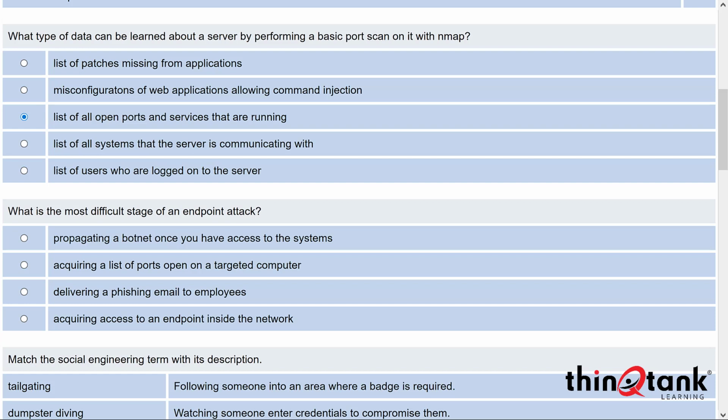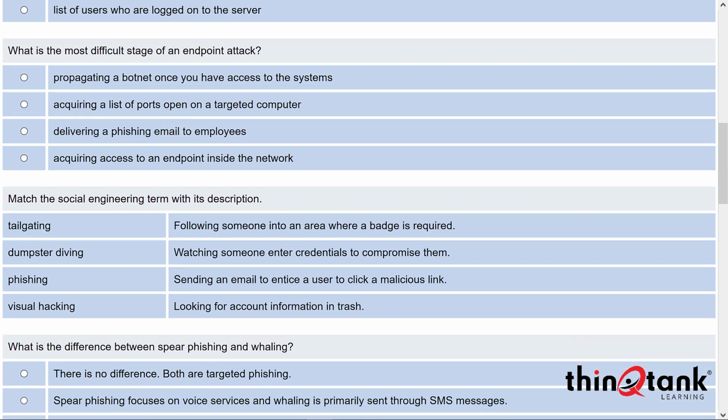Now that's done typically by using a TCP SYN attack or using some sort of TCP three-way handshake. And if a client is listening on a particular port, they're going to try to continue processing that handshake. And through that process, we are able to identify if there is an open port. A list of all the systems that the server is communicating with, that would be netstat. A list of all the users who are logged onto the server. No, that would not be it. That would be the queue user that we talked about previously.